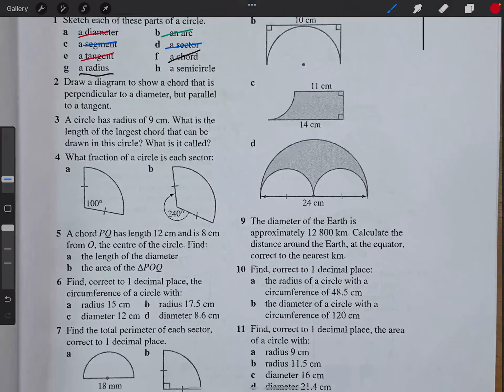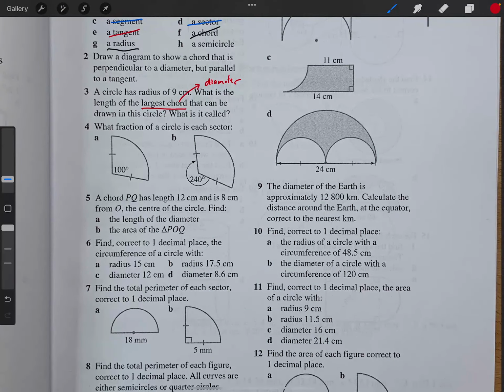Alright. Question 3. A circle has a radius of 9 centimeters. What is the length of the largest chord? Now the largest chord is diameter. The largest chord of a circle is your diameter. So you can figure out what the answer to that one is.